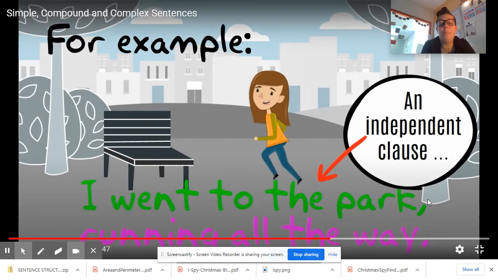Okay, so their example, I went to the park running all the way. I went to the park is my independent clause, or my clause that can be a sentence by itself. Running all the way is not a complete sentence, okay? I notice there's no conjunction in my complex sentence. So in a complex sentence, you have one complete sentence, and then you have extra information that tags onto the complete sentence. I can just have I went to the park. The running all the way part is attached to my complete sentence to give more information, but it cannot stand on its own.